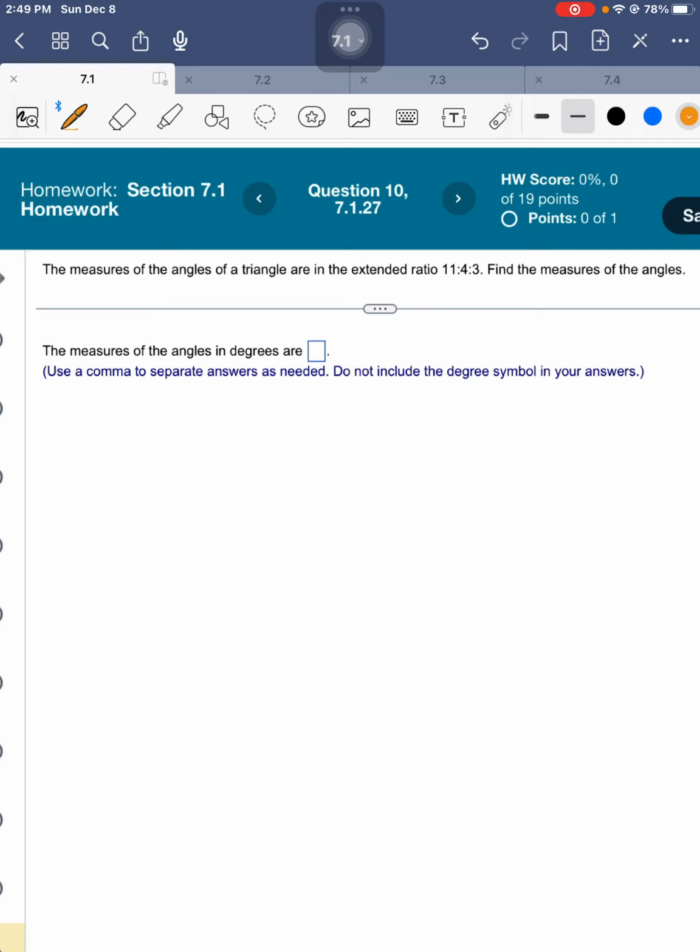The measures of the angles of a triangle are in the extended ratio of 11, 4 to 3. Well, we already know when we see extended ratio, that these numbers, this 11, 4, and 3 are not the dimensions of your angles, or even your side lengths if it had been about the sides of the triangle. These are called multipliers, right? We learned this. And these multipliers are gonna multiply a what? A constant, or a variable, if that's easier for you.